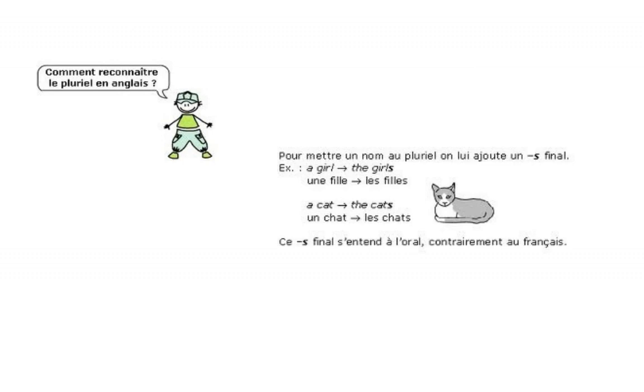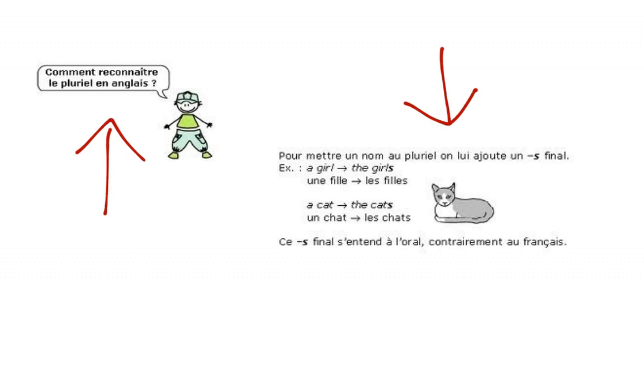This is a little lesson that French students would do, and you see here it says, "Comment reconnaître le pluriel en anglais?" How do you recognize the plural in English? And then here's the instructions to a French student when they're learning English. "Pour mettre un nom au pluriel, on lui ajoute un S final." To make a noun plural, one adds a final S. So they give an example. A girl becomes the girls. Une fille becomes les filles in French.